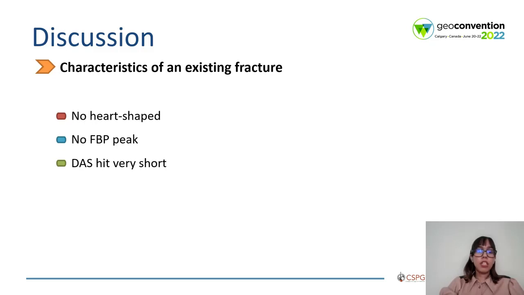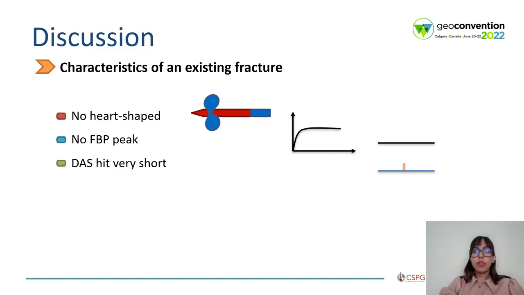In-depth analysis is being conducted for all the stages, especially focused on complex cases, to find properties and other characteristics of failed stages. From preliminary results of this integrated analysis, we have found the characteristics of a stage that presents an already existing fracture, which are the absence of the heart-shaped tip in the DTS stream front, lack of formation breakdown pressure peak, and the DTS heat fracture half-length is very short. If a stage presents these characteristics, we can say that the fracture in the stream front was a persistent fracture.